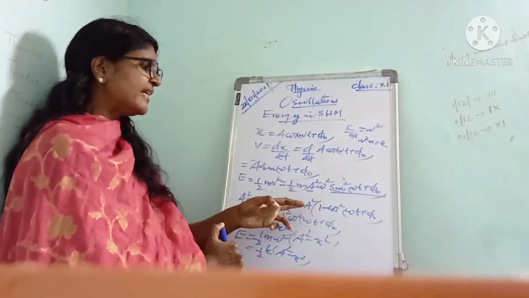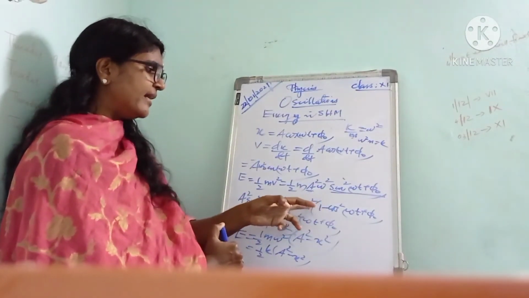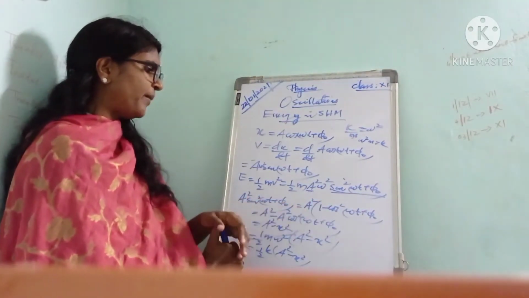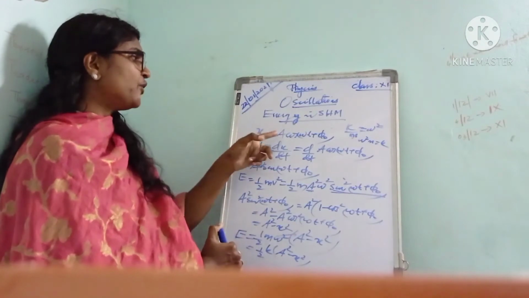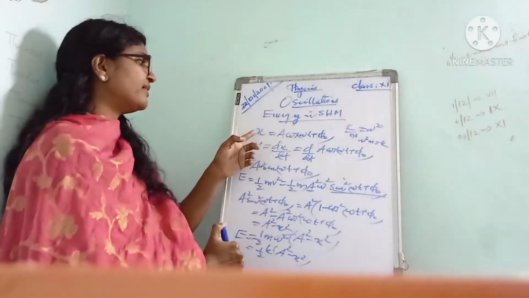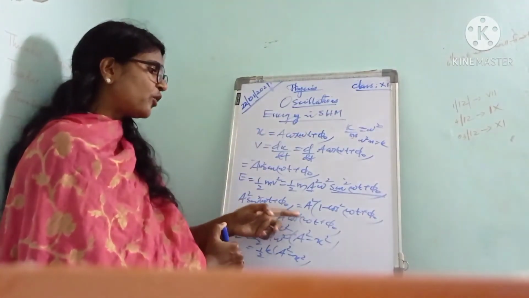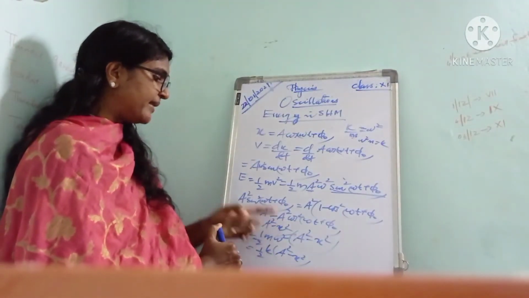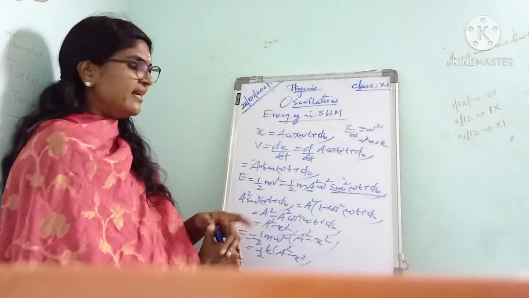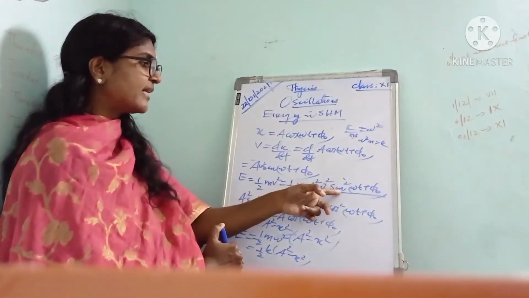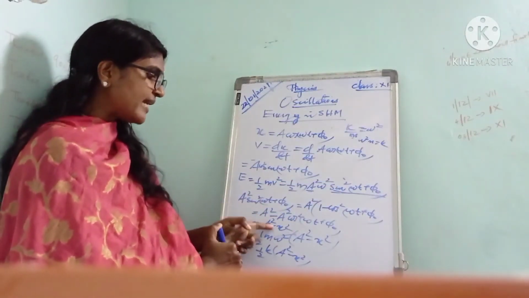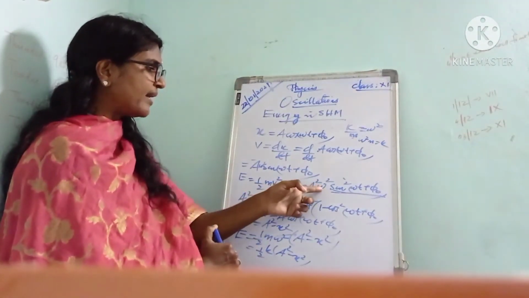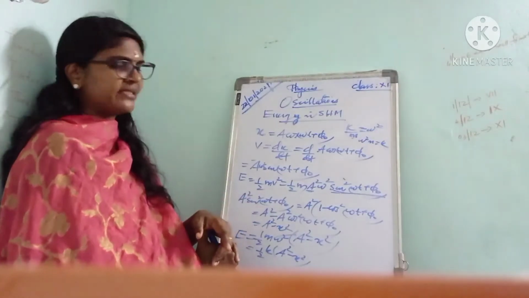Then taking a inside, a square into 1 is a square minus a square cos square omega t plus phi 0. But you know a cos omega t plus phi 0 is x. So here a square cos square omega t plus phi 0 is actually x square. So we will get a square minus x square. Then we can substitute for a square sin square omega t plus phi 0 as a square minus x square. So E equal to half m omega square into a square minus x square.